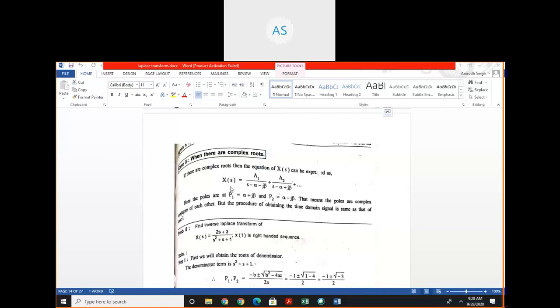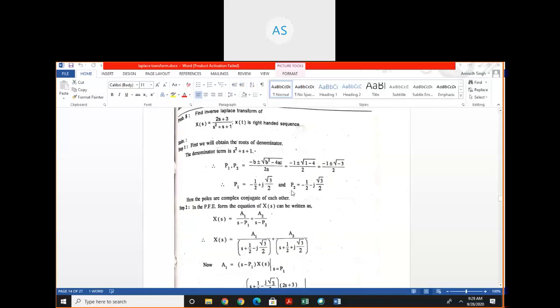Suppose X(s) is in this form: A1 divided by s minus alpha minus j beta plus A2 divided by s minus alpha plus j beta. This means the roots are in complex form. If X(s) is given by (2s plus 3) divided by (s square plus s plus 1), and x(t), the signal in the time domain, is a right-handed signal, then obtain the value of x(t), or obtain the inverse Laplace transform of X(s).